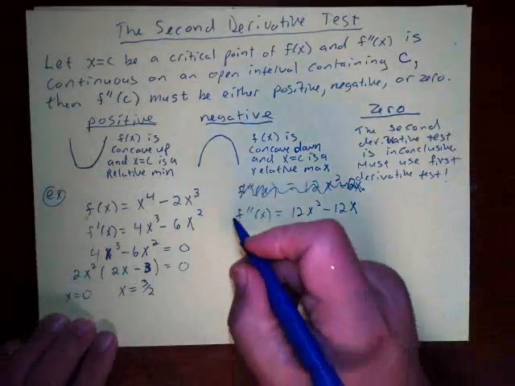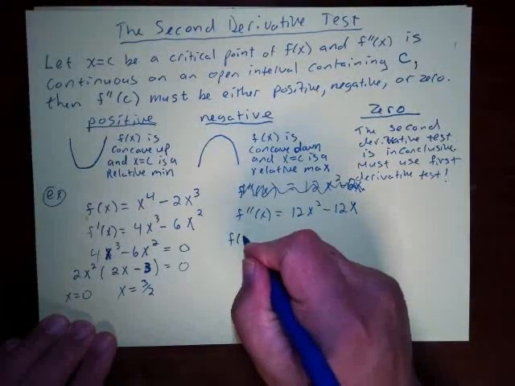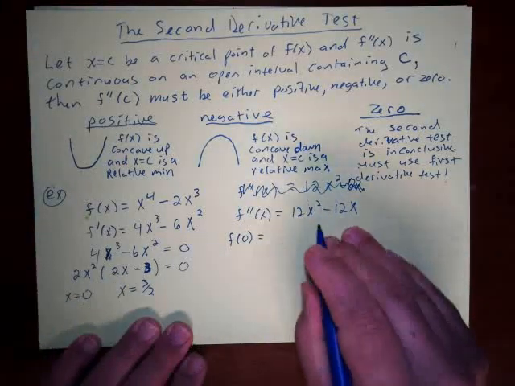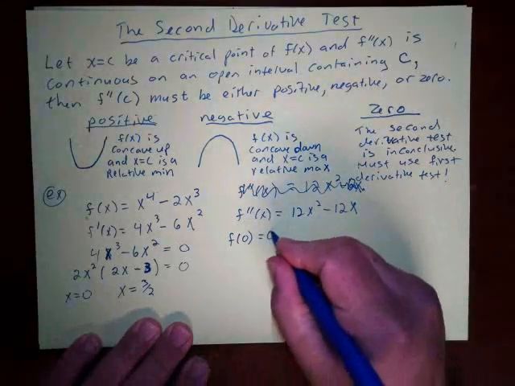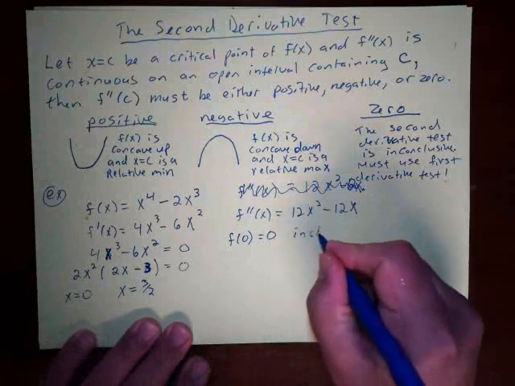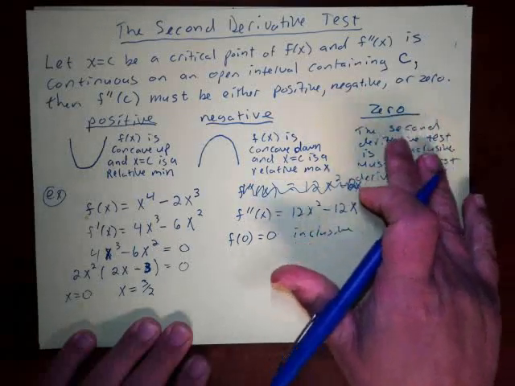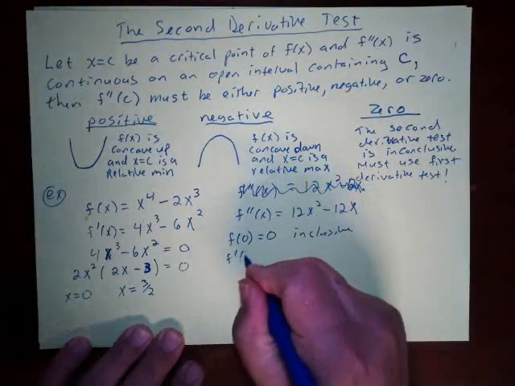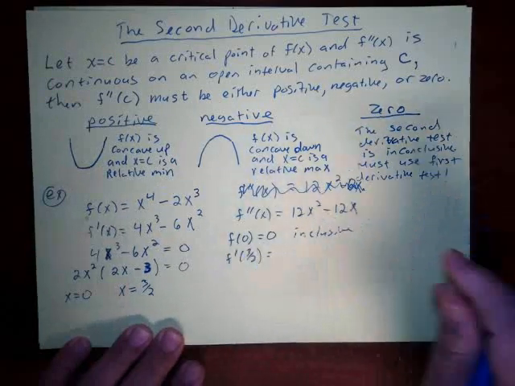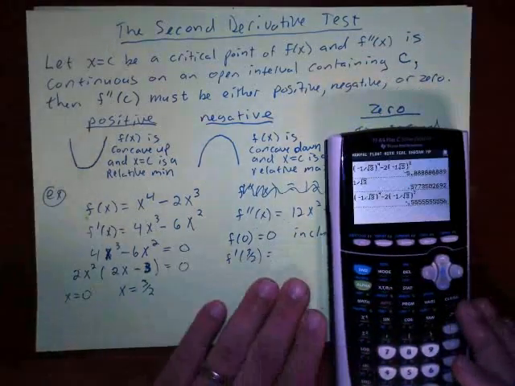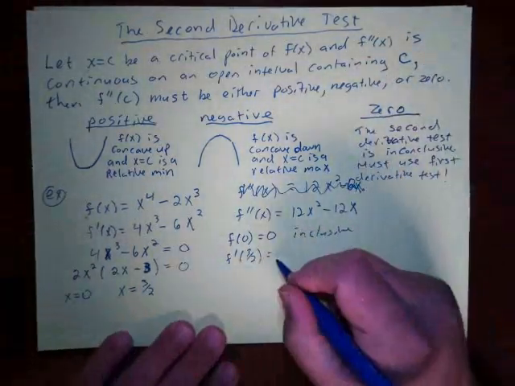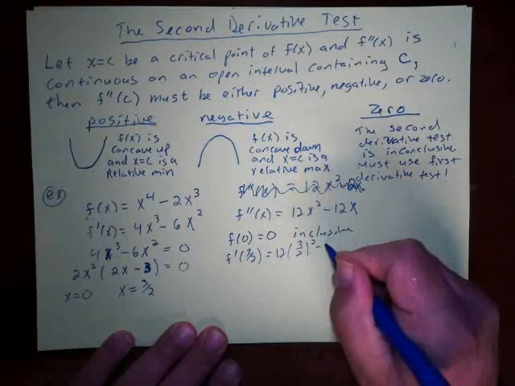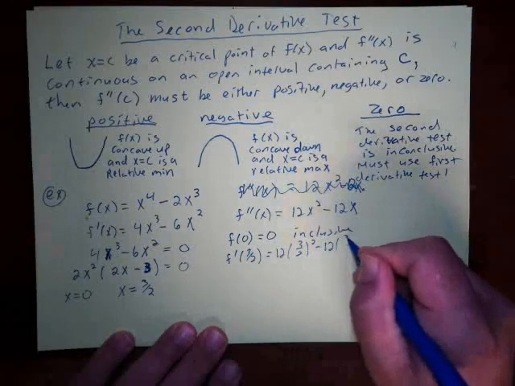And so now I just have to evaluate the second derivative at each point. So at x equals 0, I'm going to plug it in, and I get 0. So it's inconclusive. At x equals 0, it's inconclusive. But if I plug in 3/2, I'm going to do that on my calculator. Or maybe I'll do 12 times 3/2 squared minus 12 times 3/2.